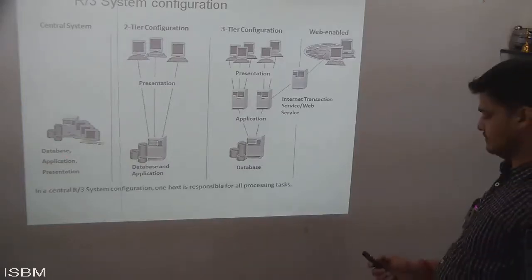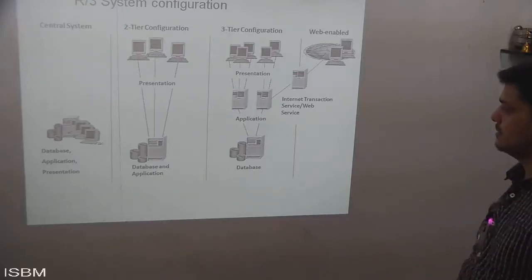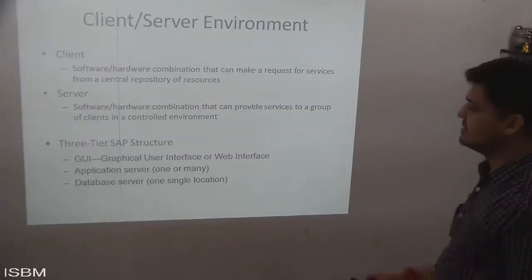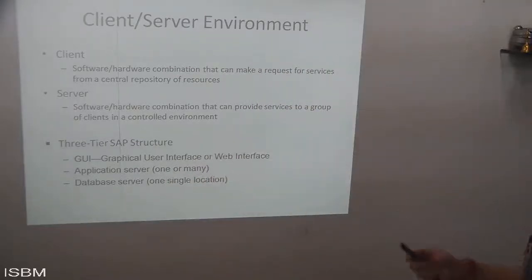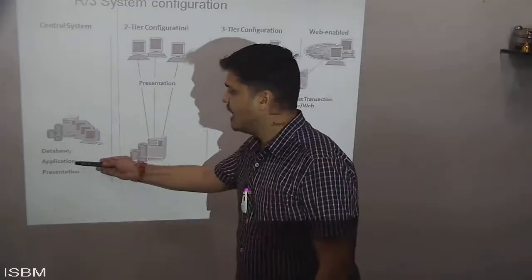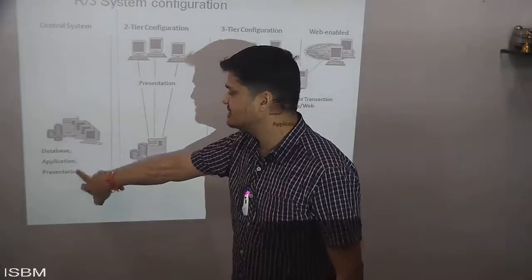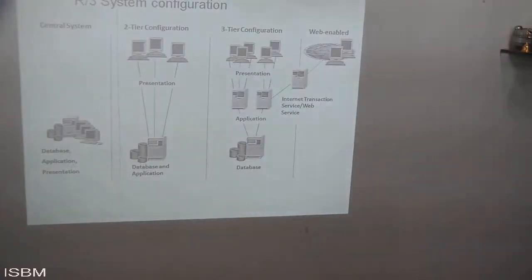We have seen here, this is the database server. In the 3-tier architecture we have the database server, application server, and presentation server. The presentation server is nothing but your GUI, graphical user interface. So we have seen the graphical user interface, the application server, and the database server. This is the central processing system, the central system of your SAP.